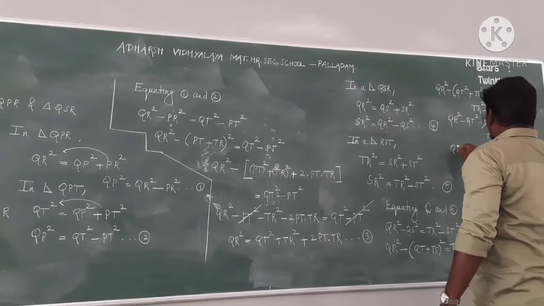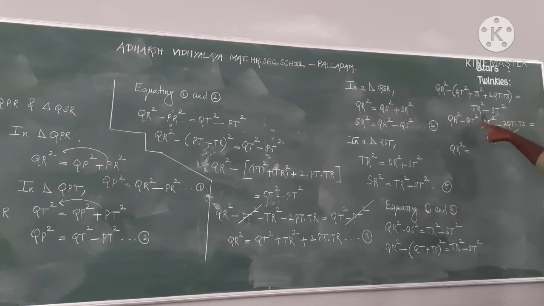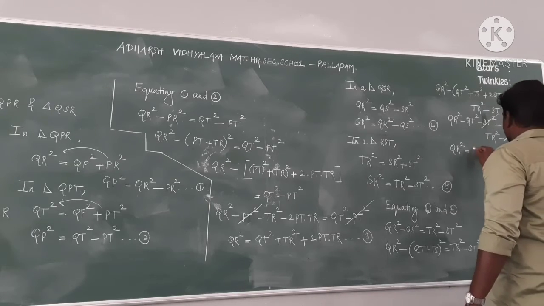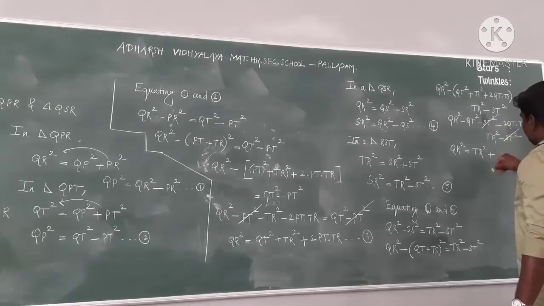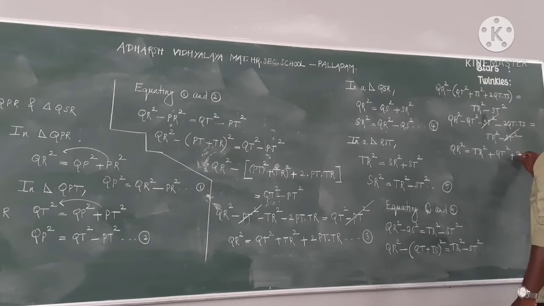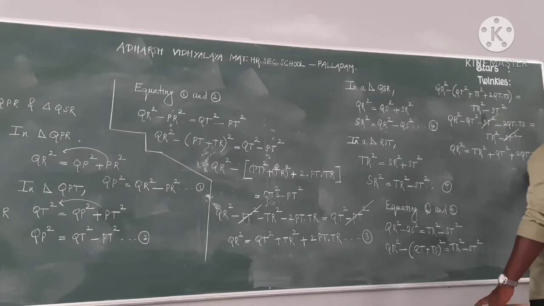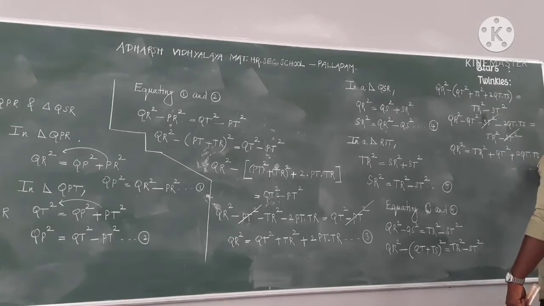So what do we have? QR² is equal to this term and this term. This minus term becomes plus. So TR², already on the right-hand side, becomes plus QT². It is also plus 2QT·TS. This is equation number 6.